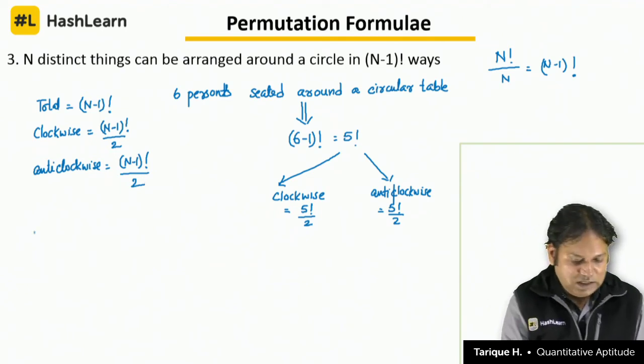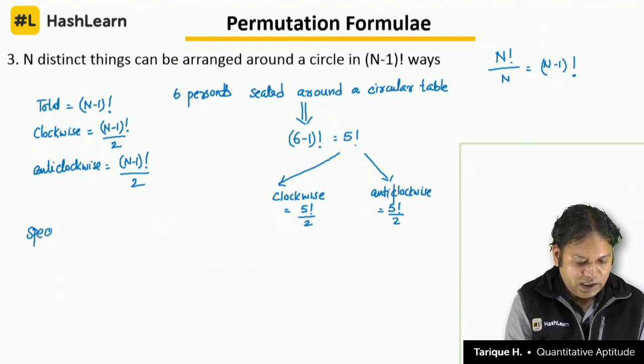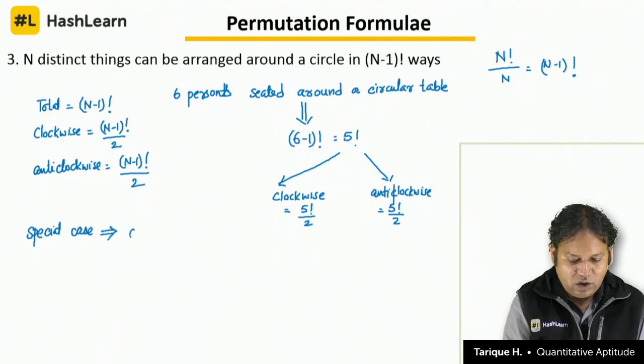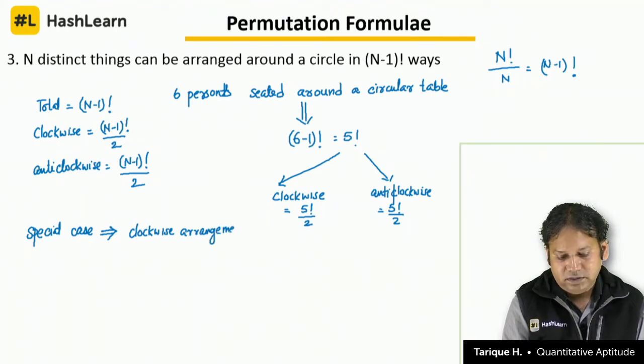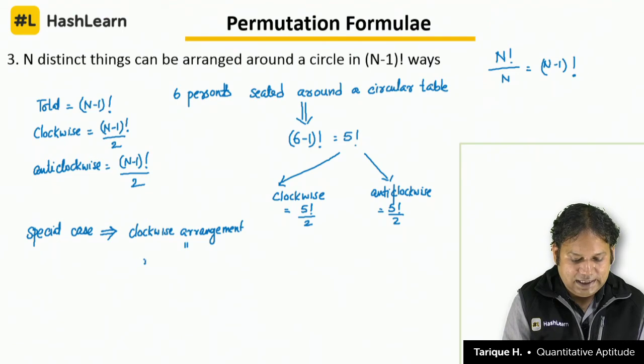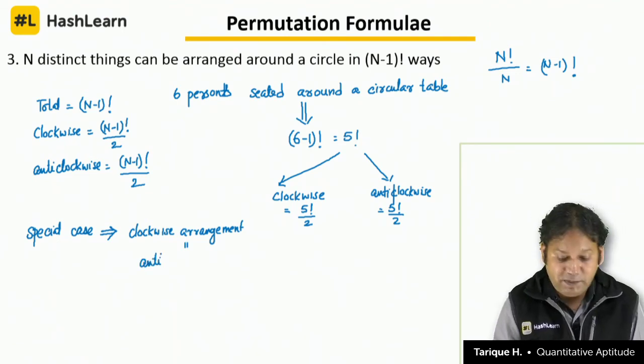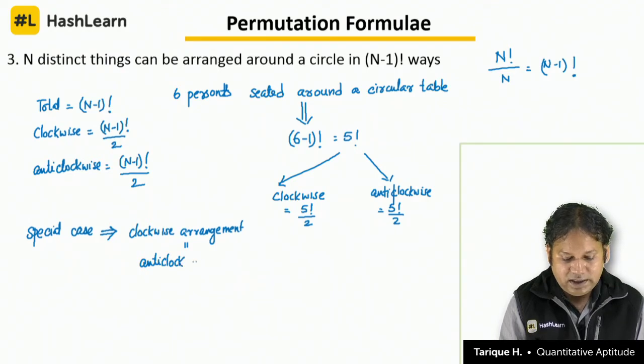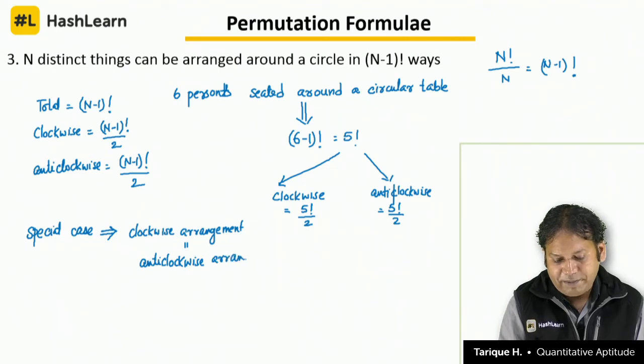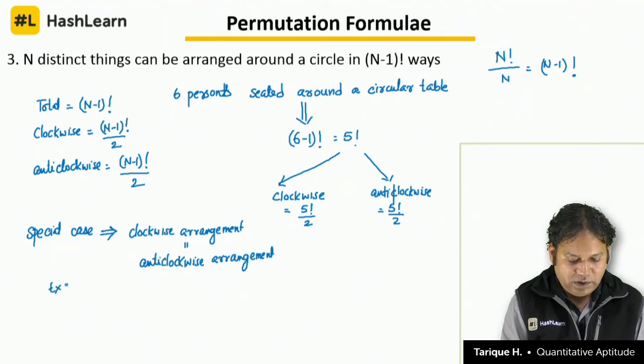Okay. Now, there is a special case in circular arrangement that needs to be understood separately, and the special case is when in those questions the clockwise arrangement is the same as the anti-clockwise arrangement, not the number. The clockwise arrangement is the same as the anti-clockwise arrangement. When does this happen? This happens when we talk about examples like a garland or a necklace.